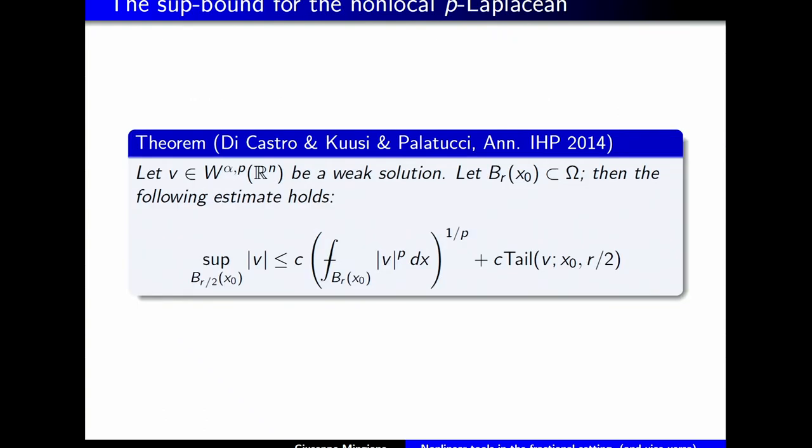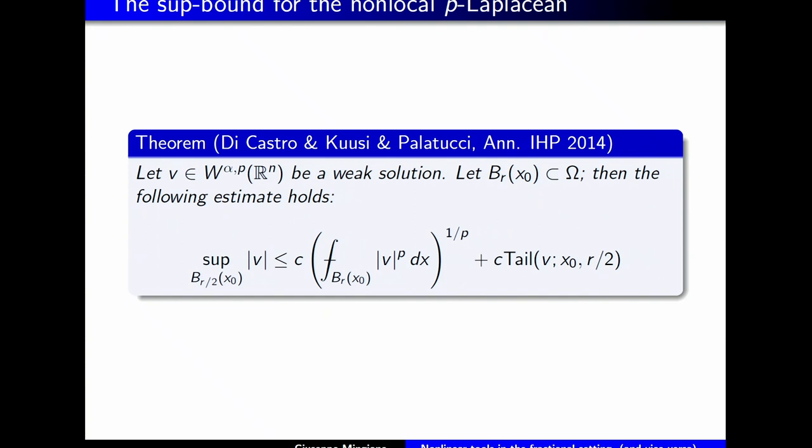This is the tail, and in fact there's a beautiful estimate by Di Castro, Kuusi, and Palatucci that tells you that if you have such a solution, then you have the classical object plus the tail that takes into account the long-range interactions of the solution at all the points. So it is obvious that if there's a potential estimate, it must incorporate also the tail.